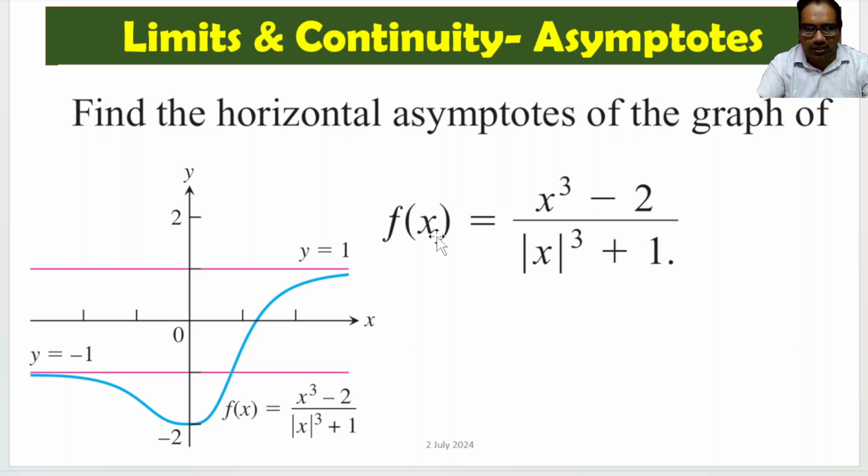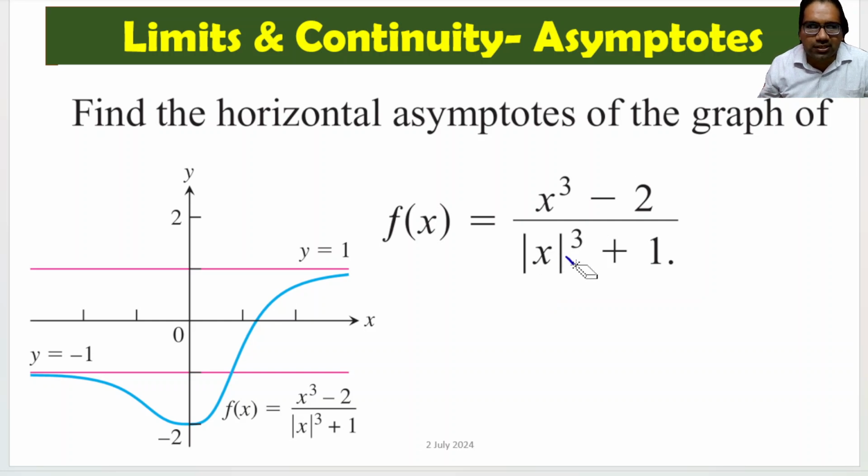Here we have this function f of x equal to x cube over the absolute value of x cube plus 1. We have to find the horizontal asymptotes. This function has an absolute value here. Otherwise, it's a rational function.